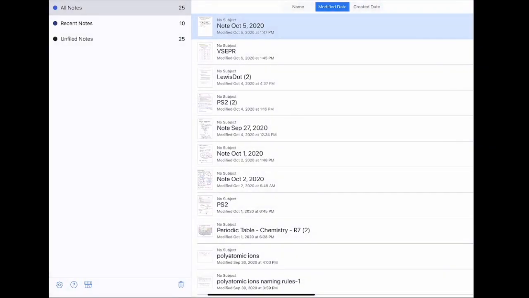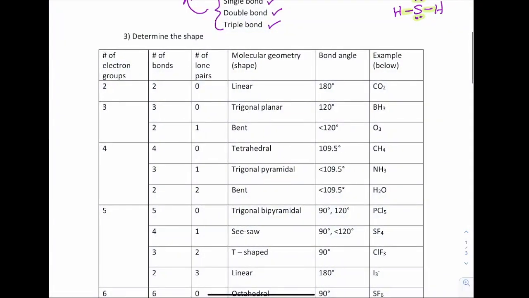So I'm going to go back to that table real quick just to see how it's working. I have 2 electron groups total. Both of those were bonds. I had no lone pairs on my central atom. They want to get as far apart from each other as possible, so 180-degree bond angles. The name of my shape then is linear, in the carbon dioxide example.